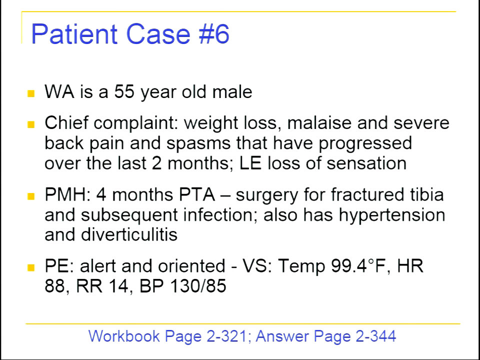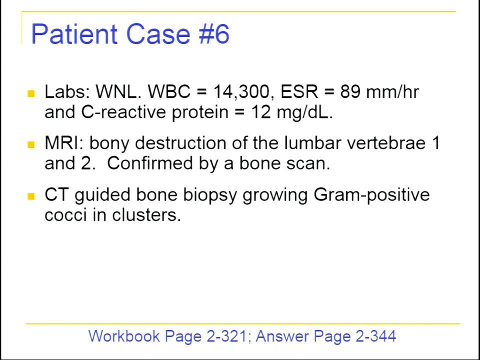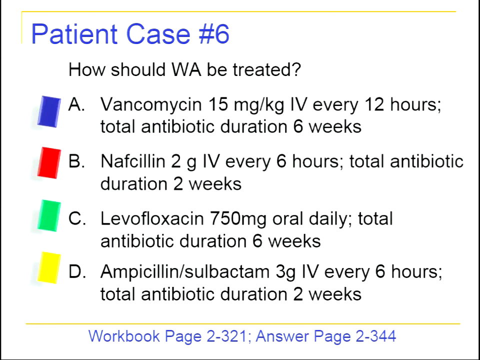He's alert and oriented, not much of a temperature, vitals look not too bad. His white count is a little elevated at 14.3. His sed rate is elevated as well as a CRP. And on MRI, it's showing bony destruction of the L1 and L2 vertebrae, and that's confirmed by a bone scan. And a CT-guided bone biopsy is now growing gram-positive cocci in clusters. So very typical things we'll talk about with osteo. So how should WA be treated?